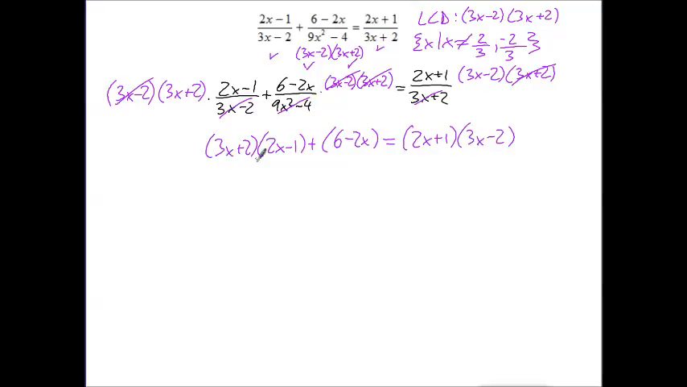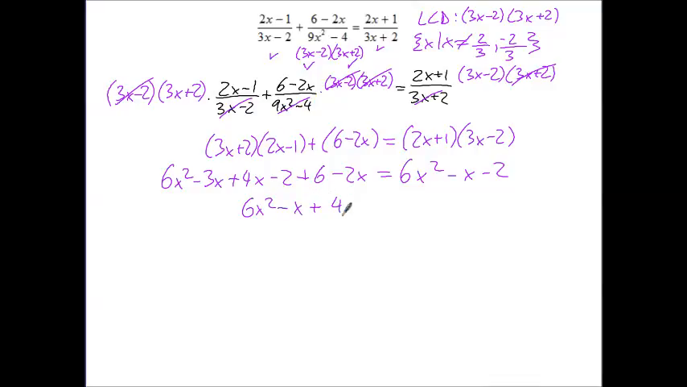Foiling 3x plus 2 and 2x minus 1, I get 6x squared minus 3x plus 4x minus 2 plus 6 minus 2x. And foiling on the right, I get 6x squared minus x minus 2. Now let's combine like terms here on the left, and we get 6x squared minus x plus 4 is equal to 6x squared minus x minus 2.